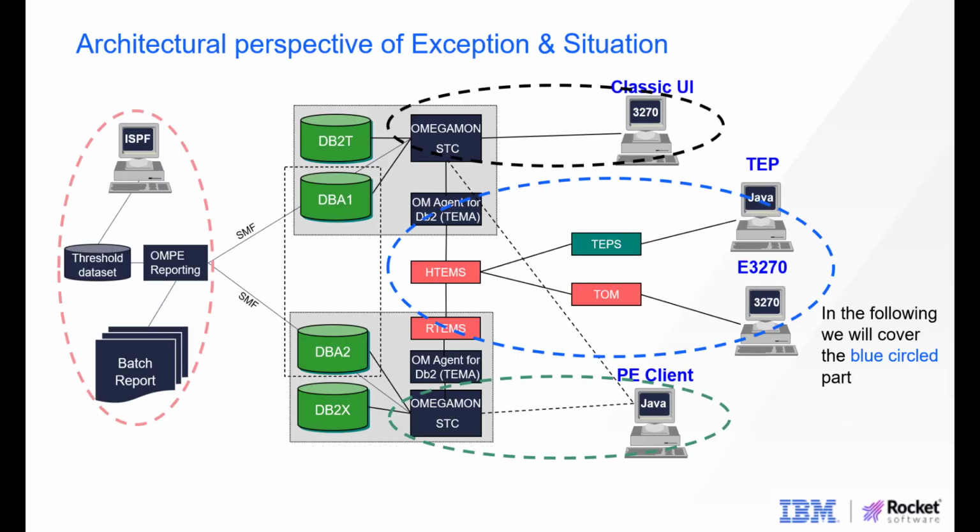This slide shows the architectural perspective with the various user interfaces on the right and the left hand side. We will concentrate today in this session on the blue circled ones, the Enhanced 3270 and the Tivoli Enterprise Portal.